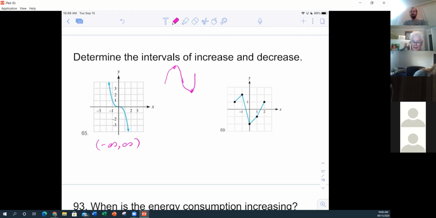What is happening as far as increase or decrease the whole way? Is it increasing or is it decreasing? Decreasing. Yes. It's like the whole thing is going down the whole time, right? Okay. All right. So now let's look at this one.